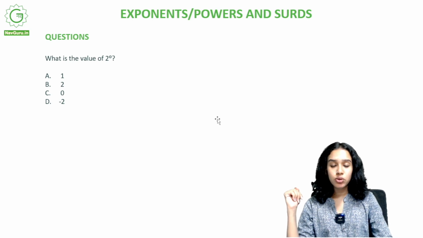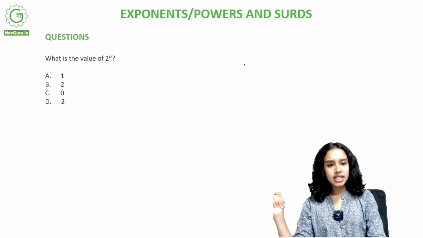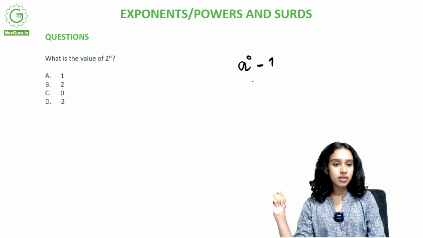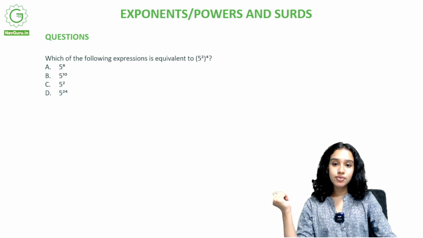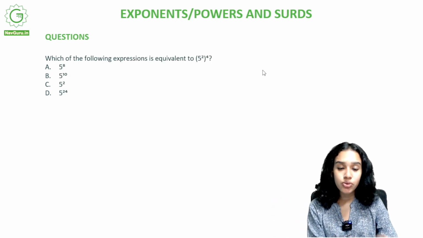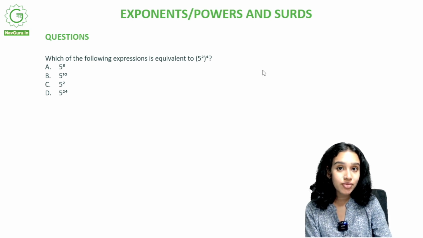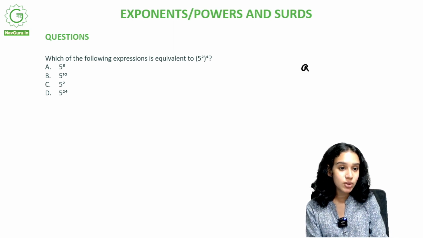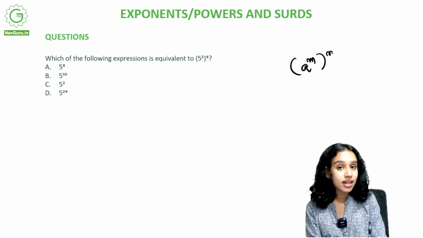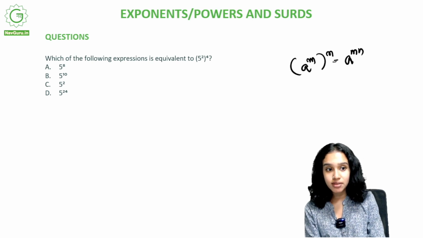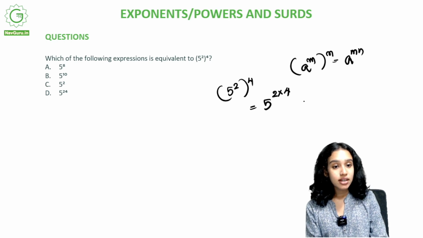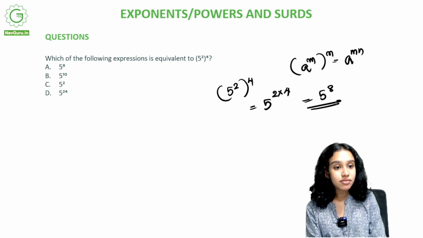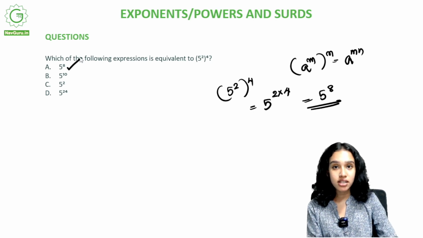Now what is the value of 2 raised to 0? So we know that any number raised to 0 is equal to 1. So 2 raised to 0 is also equal to 1. Now which of the following expressions is equivalent to 5 raised to 2 whole raised to 4? This is again the property of exponents, which is a raised to m whole raised to n gives us a raised to m into n. So 5 raised to 2 whole raised to 4 gives us 5 raised to 2 into 4, which is 5 raised to 8. So 5 raised to 8 is the answer here.